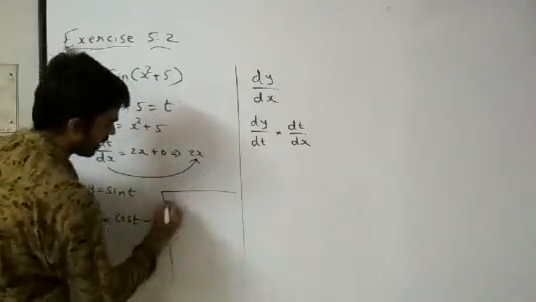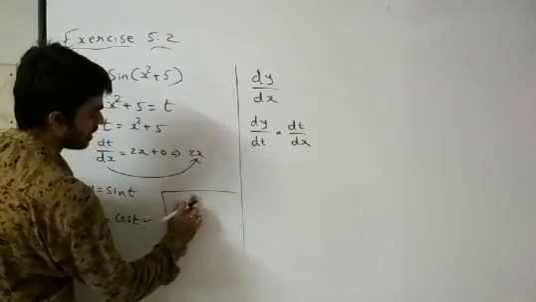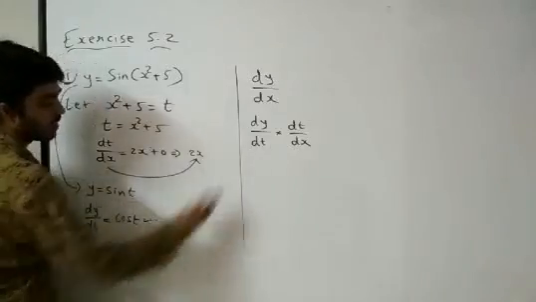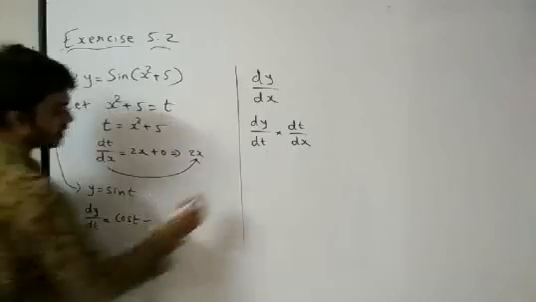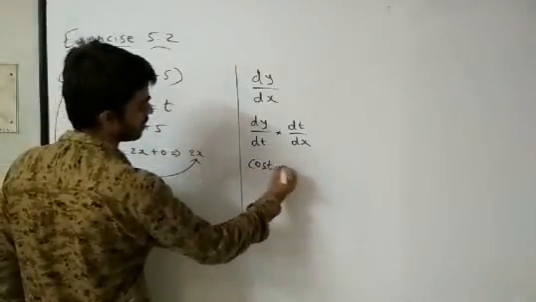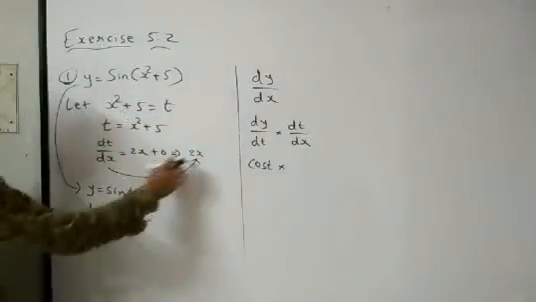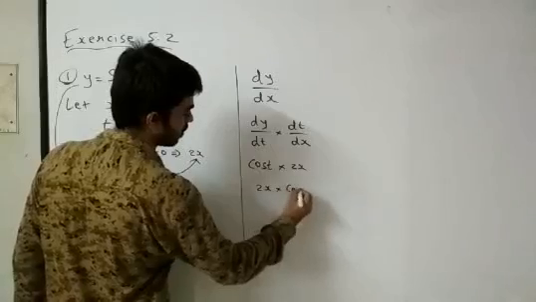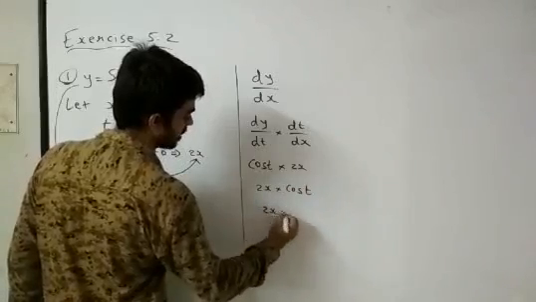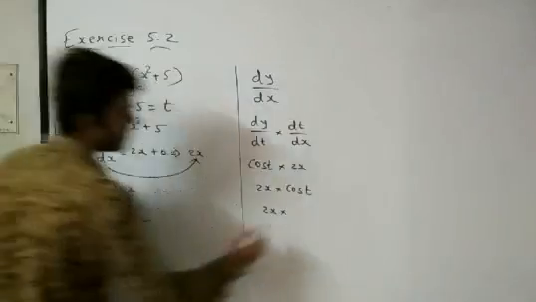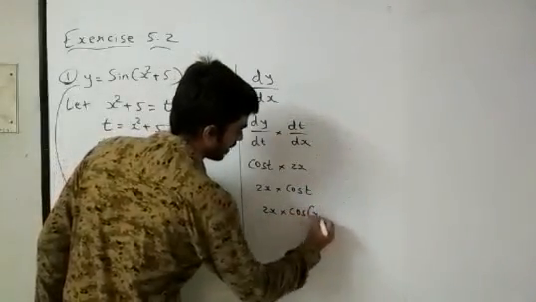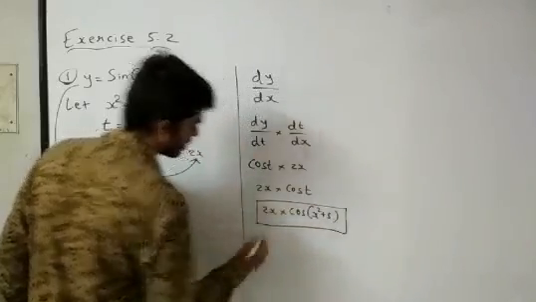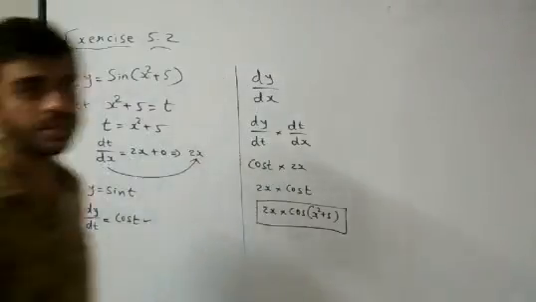Now we will find the required answer. Here dy by dt, where is dy by dt? Cos t. dt by dx, where is dt by dx? 2x. So 2x into cos t. T is x square plus 5, so cos of x square plus 5. Easy, right? Nothing difficult in this.